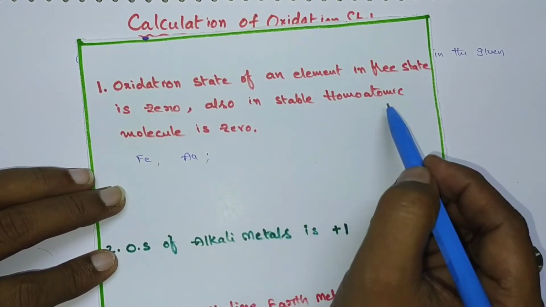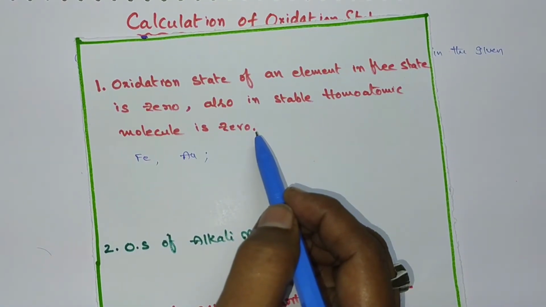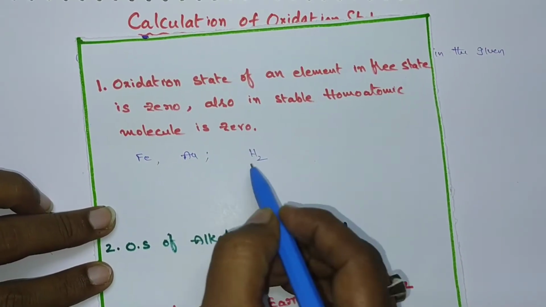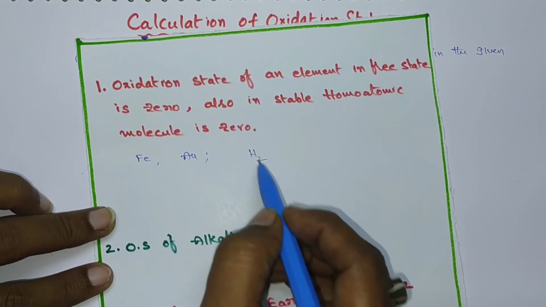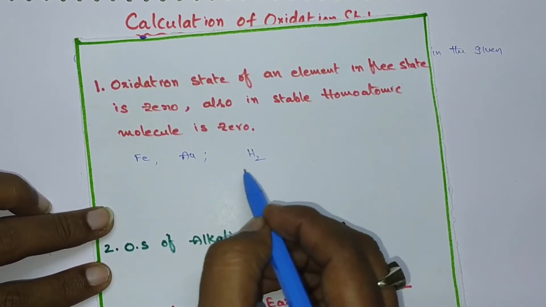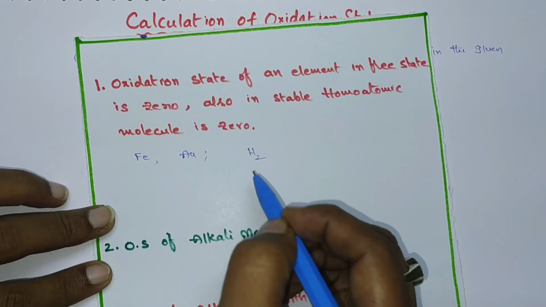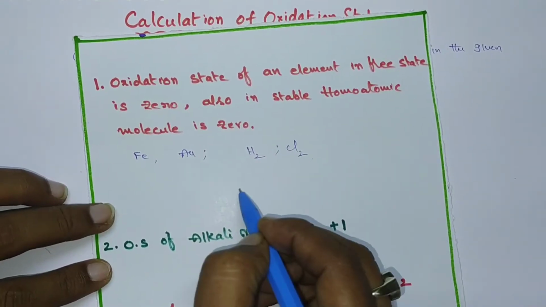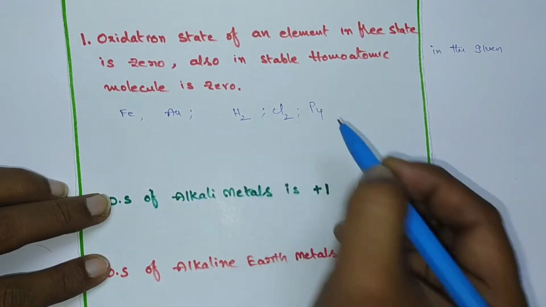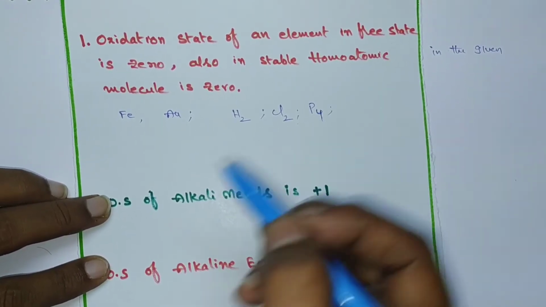Next, in stable homoatomic molecules, it is also 0. Homoatomic molecules means, suppose you take the molecule H2, it consists of two similar elements, that is, two hydrogen atoms. This is called a homoatomic molecule. For homoatomic molecules also, the oxidation state is 0. In case of H2, the oxidation state of hydrogen is 0. In case of chlorine, Cl2, the oxidation state of chlorine is also 0. In case of phosphorus, P4, phosphorus exists in P4 state, so here also the phosphorus oxidation state is 0.